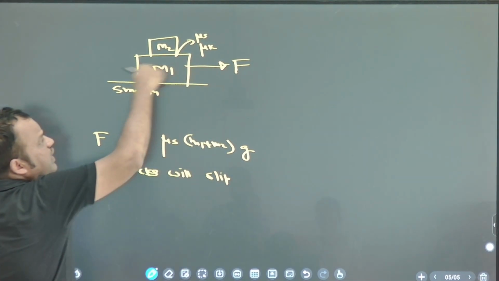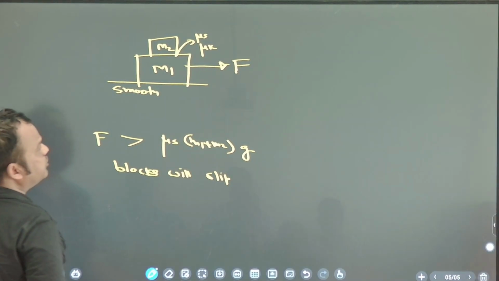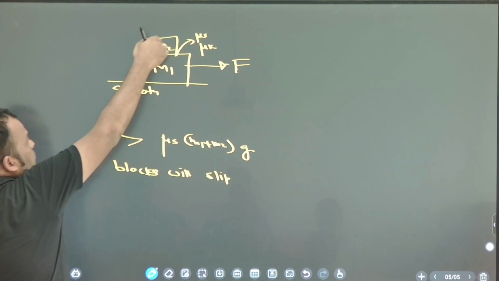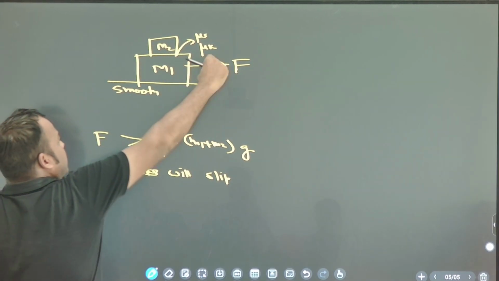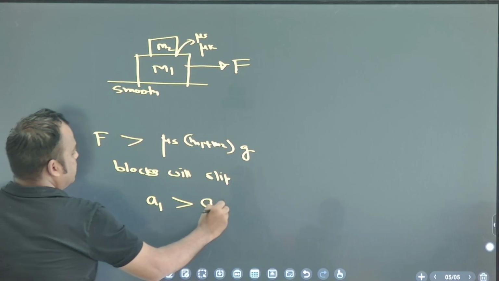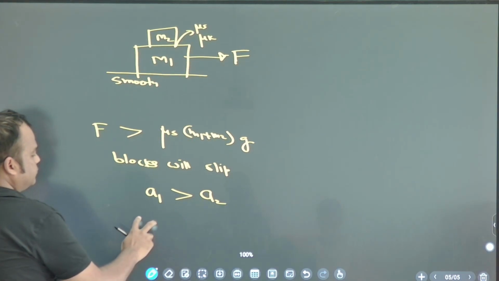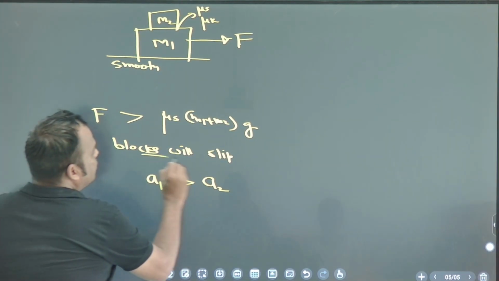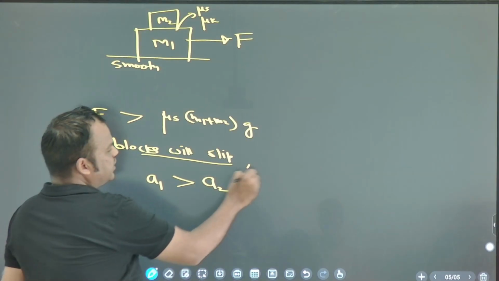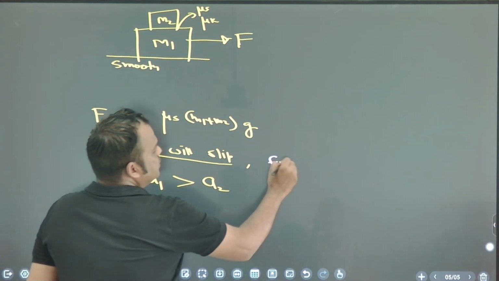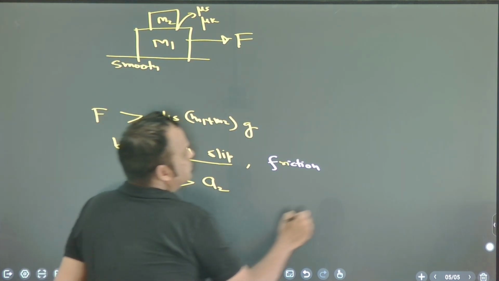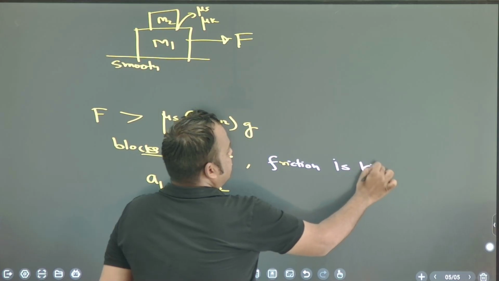Which has more acceleration, M1 or M2? M1. M2 will have less acceleration. M1 will go to the right side. So acceleration of 1 will be greater than acceleration of 2, and blocks will slip. Slip means sliding. So is friction static or kinetic? Kinetic. Note down: friction is kinetic.